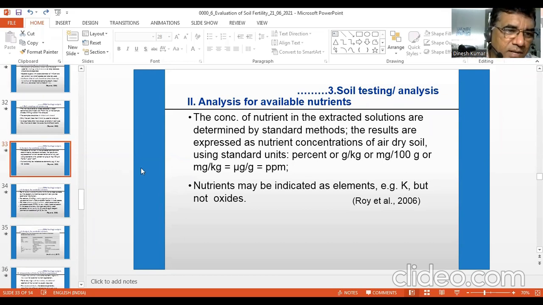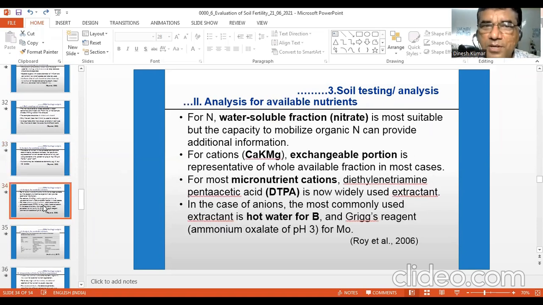Similarly, there are a number of extractants that are used depending upon the nutrient. For nitrogen, the water-soluble fraction, that is nitrate, is most suitable, but the capacity to mobilize organic nitrogen can provide additional information. So you need other kinds of nitrogen also. For cations like calcium, potassium, magnesium, the exchangeable portion is representative of the whole available fraction in most cases. Most of the time, only a very, very small fraction of calcium, potassium, magnesium is in the soil solution, but most of these cations are adhered or adsorbed by the colloids. So you need some extractant.